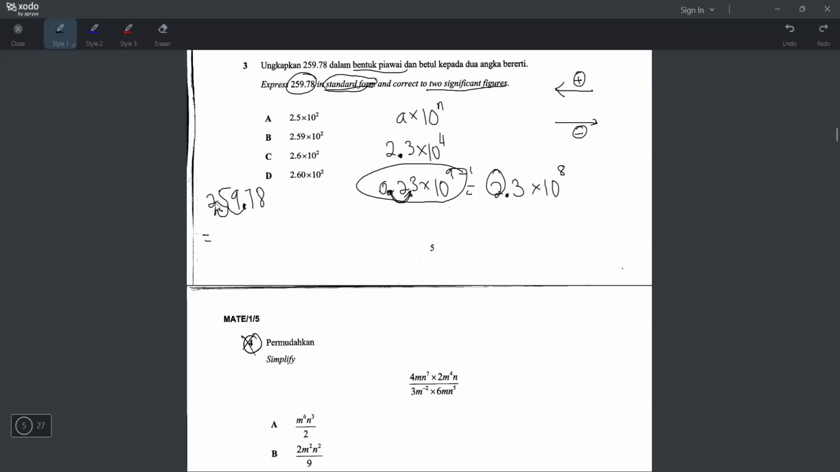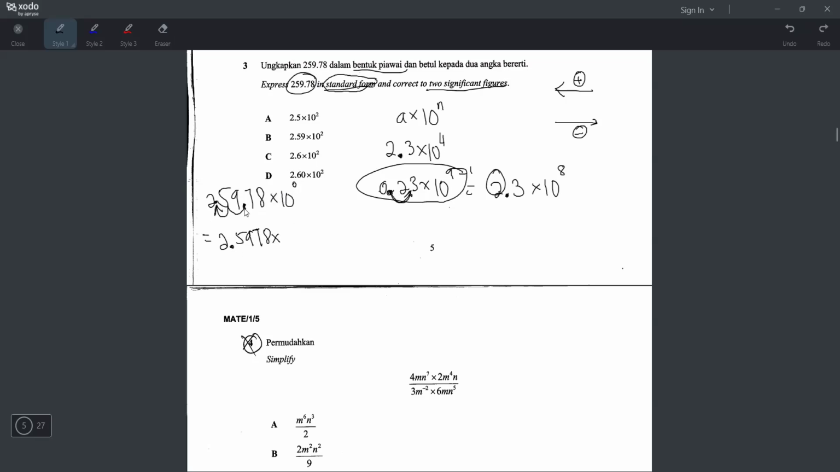2 times is enough, because when you move 2 times, the decimal will end up here, right? And when it ends up here, that means in front of decimal got one digit only. Got the 2, right? And do you know if there's nothing here, it means 10 power 0. Because the soalan, they never write times 10 power berapa. It means times 1. And 10 power 0 is 1.